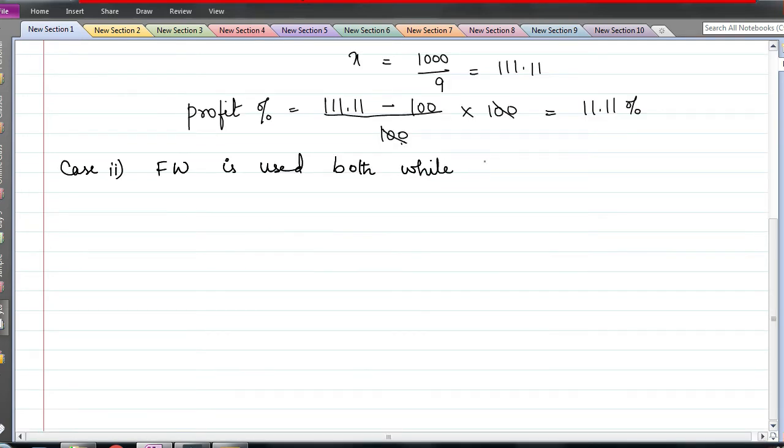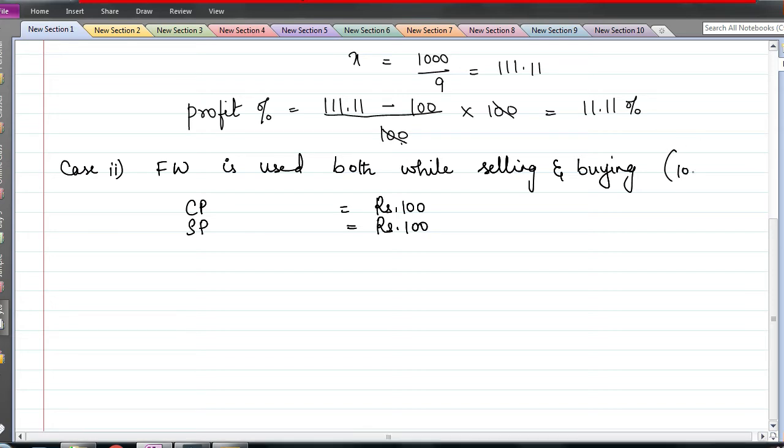The second case is where false weight is used both while selling and buying. So here also cost price is 100 rupees. Selling price is also 100 rupees because he is selling at the cost price. That is what he says. Now he is using 100 grams of false weight while both buying as well as selling. It means he is not buying 1000 grams, he is buying 100 grams extra. He is not selling 1000 grams, he is selling 100 grams less.